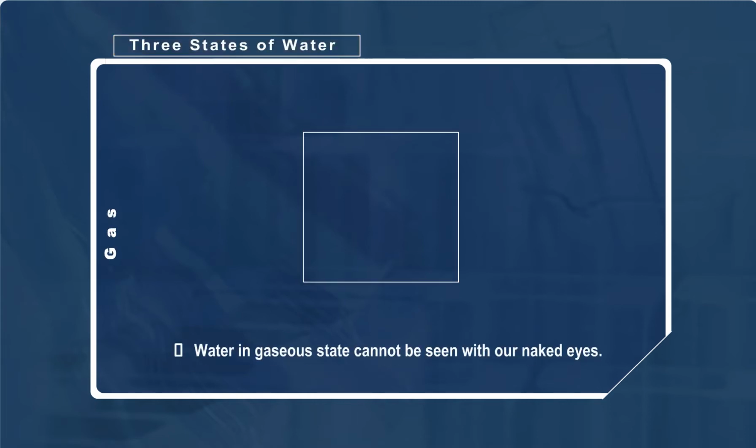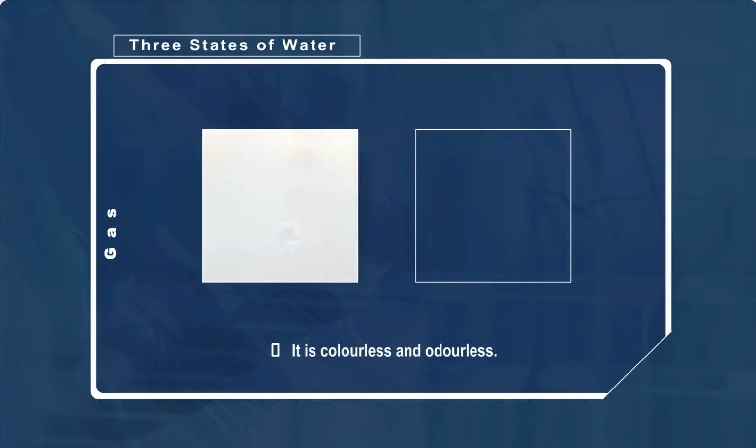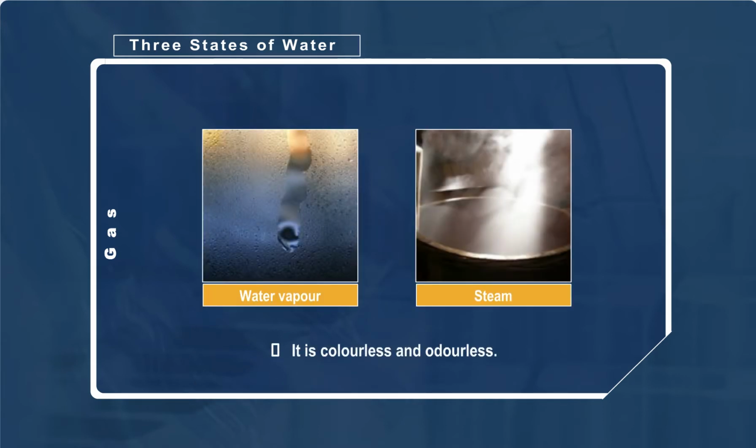Water in gaseous state cannot be seen with our naked eyes. It is colorless and odorless. Water vapor and steam are water in gaseous state. When the air is described as moist, that means the air contains a large amount of water vapor.